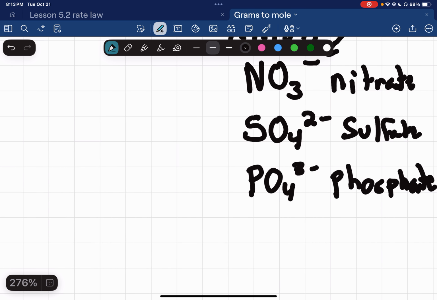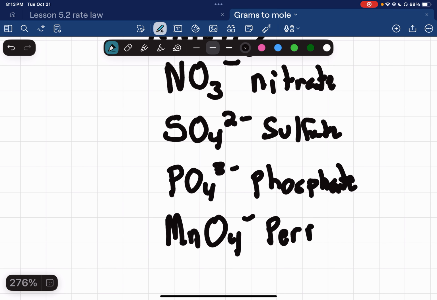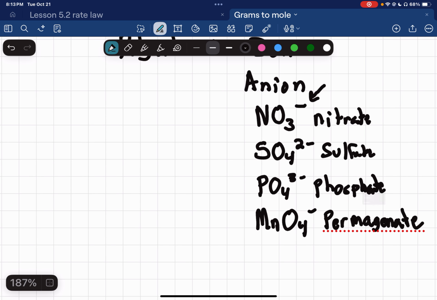Now, I'm going to add one more, just because it's my personal favorite to say. I just like saying it because it's fun. So we got manganese and we got oxygen, which gives us permanganate. Love saying it. It's my favorite. It makes a pretty purple color. Permanganate. All right. Oh, I spelled it wrong. There we go. That's better.